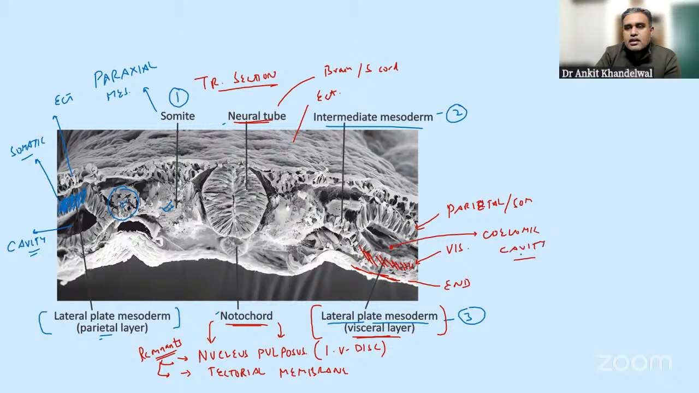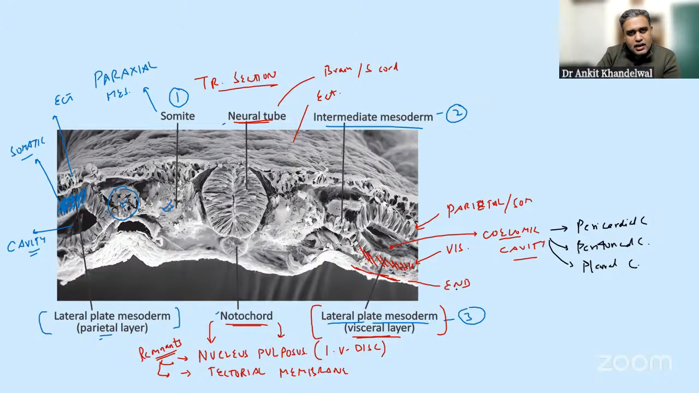Now, you might wonder why I am explaining this in so much detail. The reason is that if I tell you what this coelomic cavity becomes in adult life, then you'll understand the importance. In adult life, it becomes the pericardial cavity, the peritoneal cavity, and the pleural cavity. So now you understand that when we talk of pleura, pericardium, or peritoneum, we always say parietal layer, visceral layer.